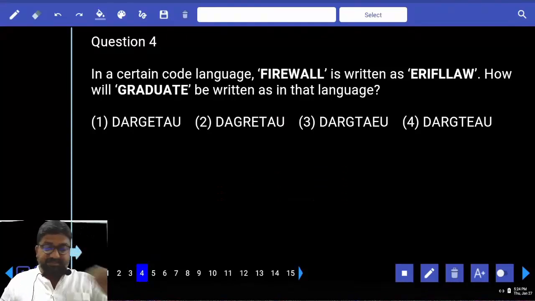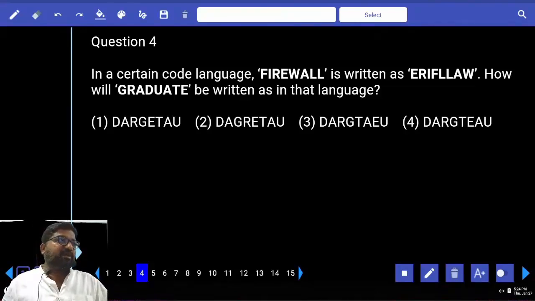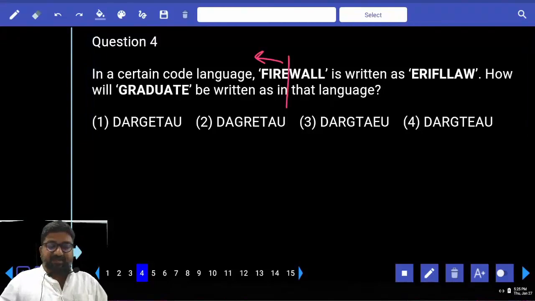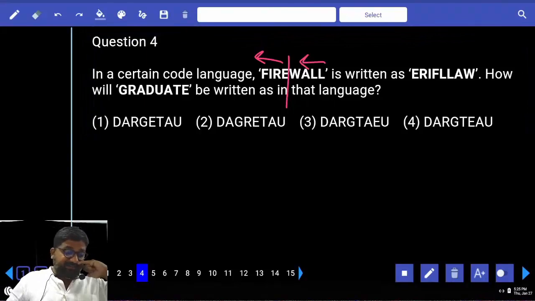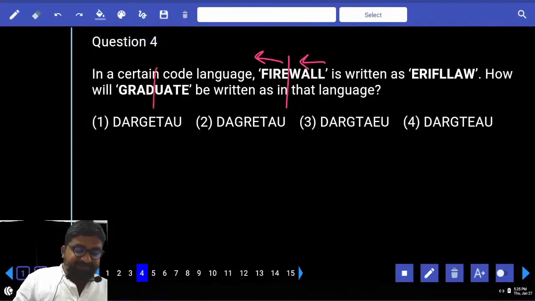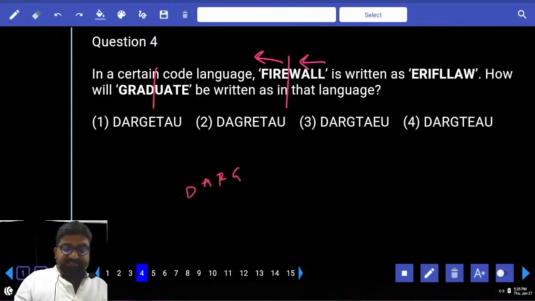Firewall, ERIF LLAW, coding and decoding. What is your first duty? Your first duty is to identify whether the letters are same or different. Do you see same letters or different letters? Same letters. So what am I supposed to do? Divide the given word into two halves and then reverse. If I write WALL in reverse, what happens? LLAW. ERIF, grade, divide into two equal halves and then reverse. What do I get? DARG. Next, ETAU. DARG, ETAU. Which option is my answer? Done.